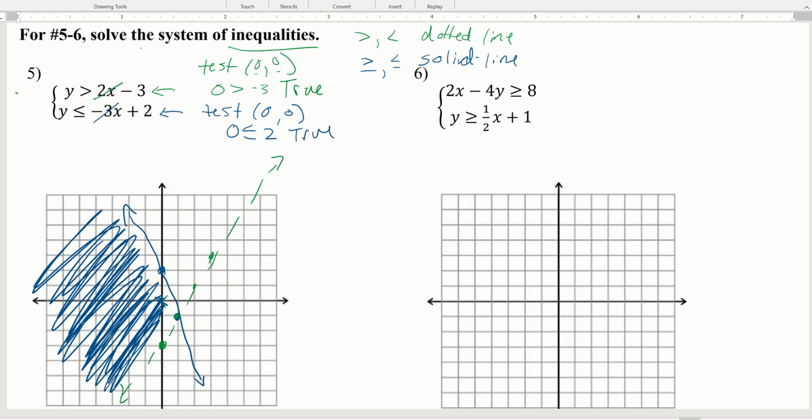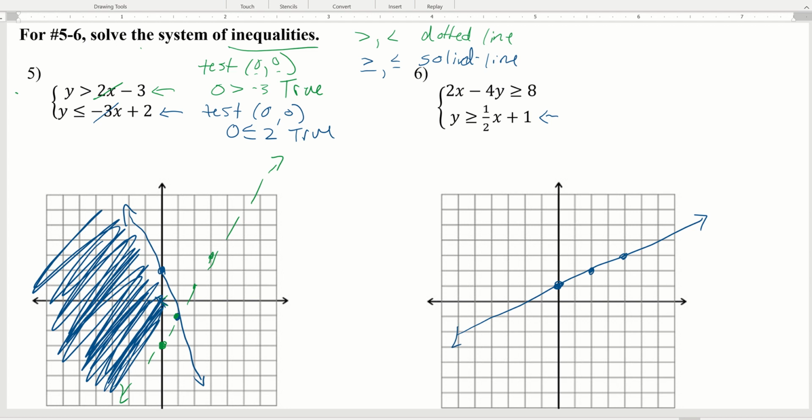Cool. Okay, so number 6, I'm going to show you the same exact process, but a little bit different, because this is how I do it so I don't have to go back and erase a bunch of stuff. So I'll do this one first, just because it's already in slope-intercept form. It says go up to 1 for my y-intercept. My slope is 1/2, so rise 1, run 2. Rise 1, run 2. We'll do a couple of these. Now it says it's a solid line, so I do a solid line through here because it's equal to.